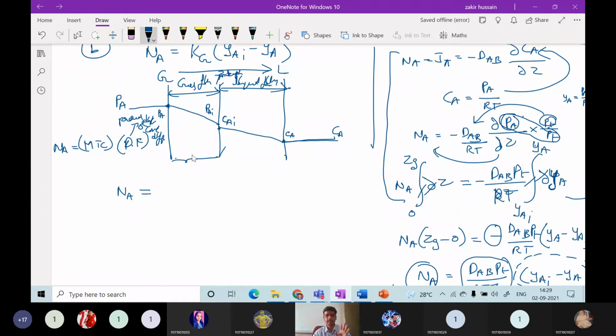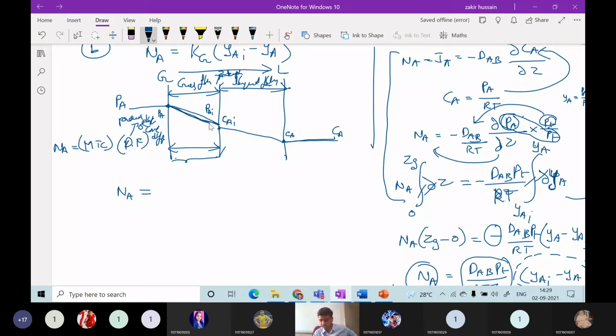Let us say you are just checking within this gas film: what is the mass transfer coefficient, what is the flux, and how is the mass transfer taking place? This is dropping. We know the statement that mass transfer will take place from a higher concentration region or higher pressure region to a lower pressure region. Okay, higher concentration to lower concentration.